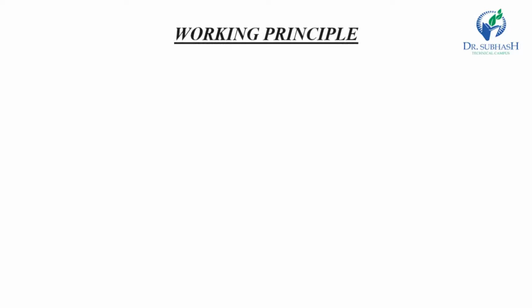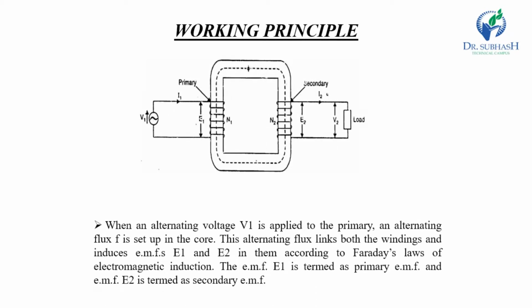Now, the working principle of the transformer. Here we see in the figure, this is the supply side. Supply will be given from this side, and here is the primary side which is connected to the supply, and here is the transformer core where flux will be flowing, and here is the secondary side winding, and here is the load which is connected to our secondary side of the transformer.